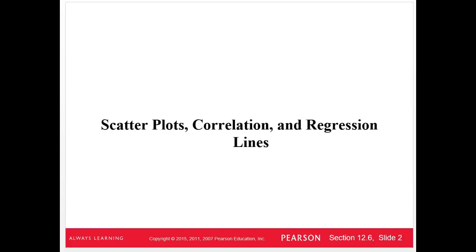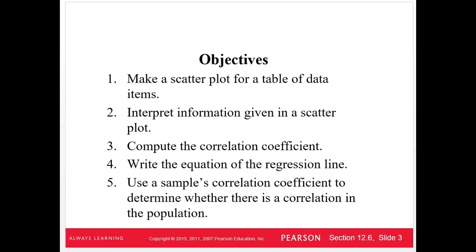Hello, welcome to a video on scatterplots, correlation, regression, and regression lines. In this video we're going to learn to make scatterplots from a table of data, interpret information given in a scatterplot, compute these correlation coefficients, or what we call the R value. We use R to represent the correlation coefficient, write an equation of a regression line, and use the sample correlation coefficient to determine whether there is a correlation in a population.